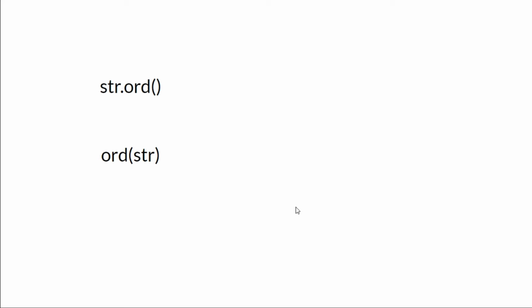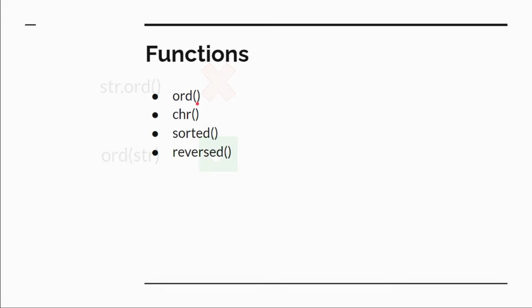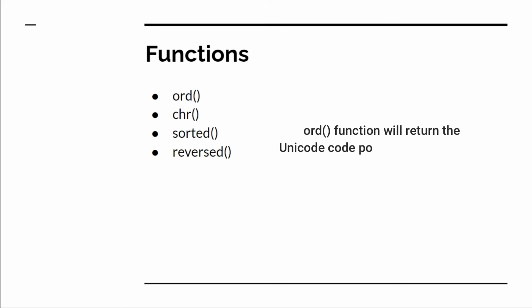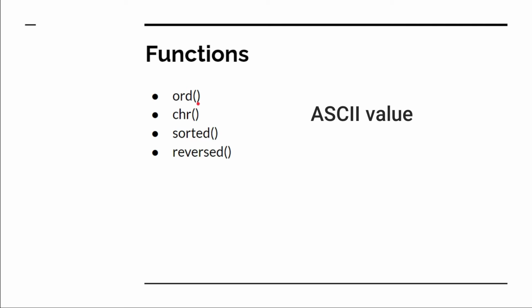ord is a function, so it is called directly without using an object, and we have to pass a character in its parameter. The ord function will return the Unicode code point for the character. Basically, it will return the ASCII value corresponding to that character.